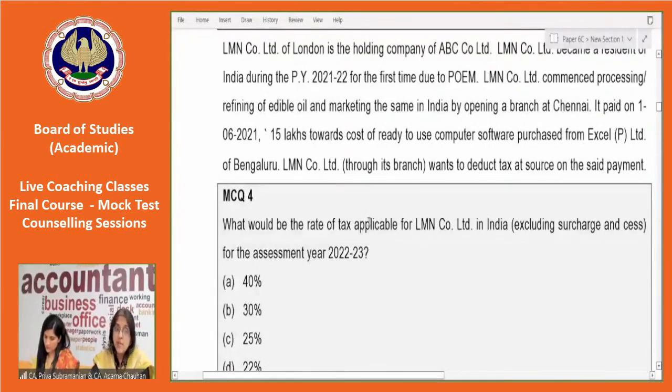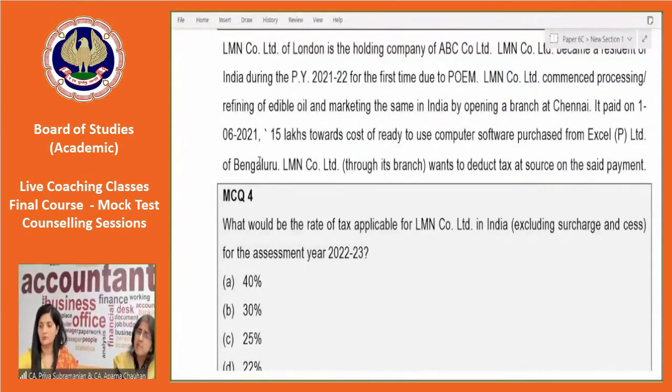Now, first of all, MCQ 4 is based on that. What would be the rate of tax applicable to LMN Company in India for the assessment year 22-23? Four options are given. Now, what we have to consider is, it has become resident in India. By virtue of becoming resident in India, would the rate of tax applicable to a foreign company change? That we have to see. Because provisions applicable to a resident will also apply. Provisions applicable to a foreign company will also apply.